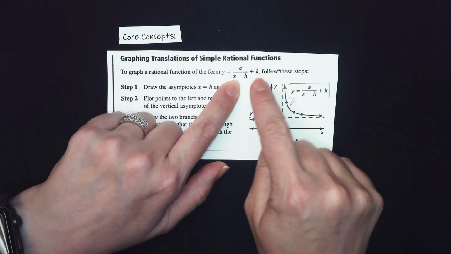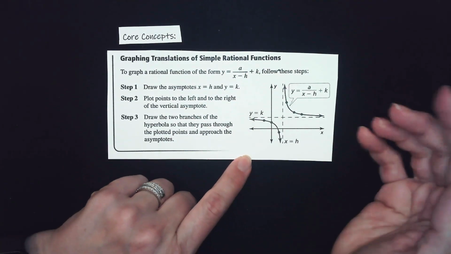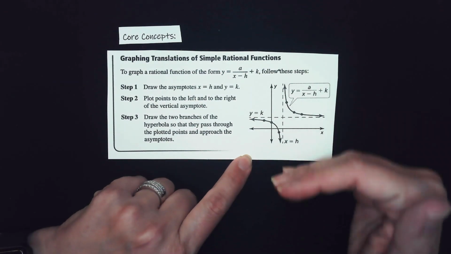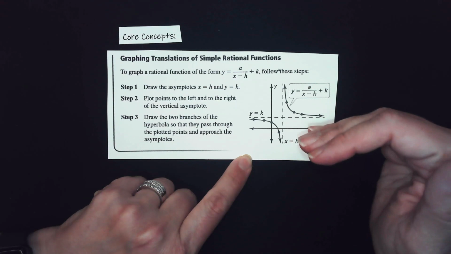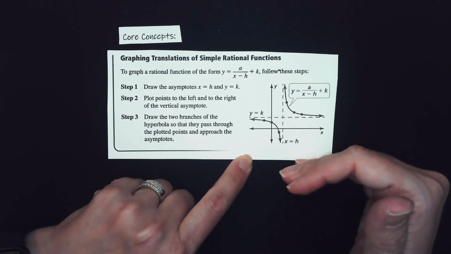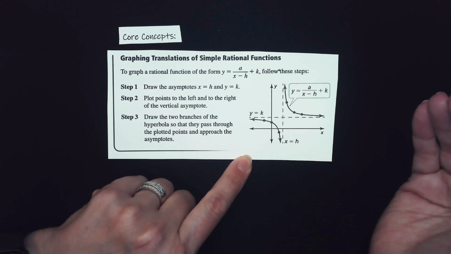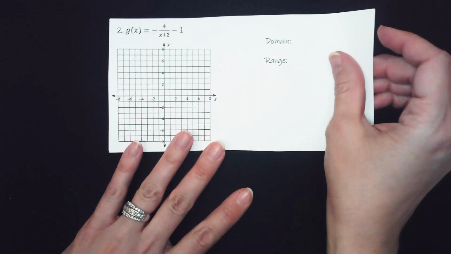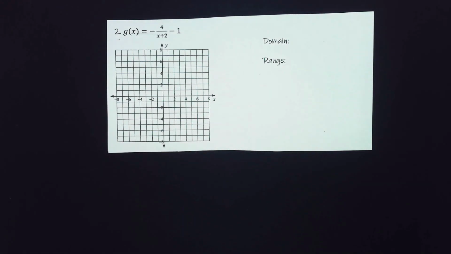All right? And then this plus k, like all of our plus k's, moves the graph up and down. So it's going to take that asymptote that's at the x-axis and shift it up or down. Okay, and then other than that, we're going to graph these the same. So let's get started with number 2. Okay, so let's start by looking at what happens here.